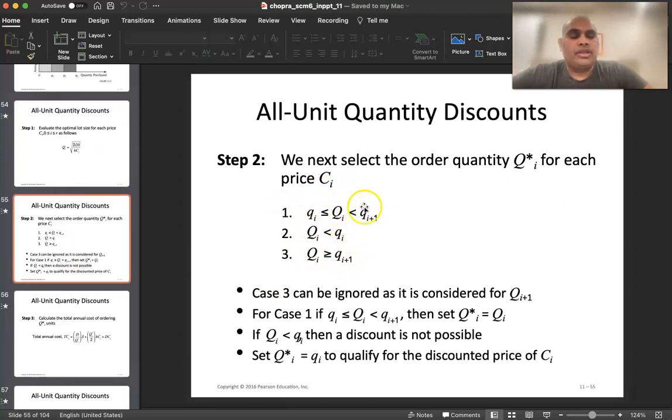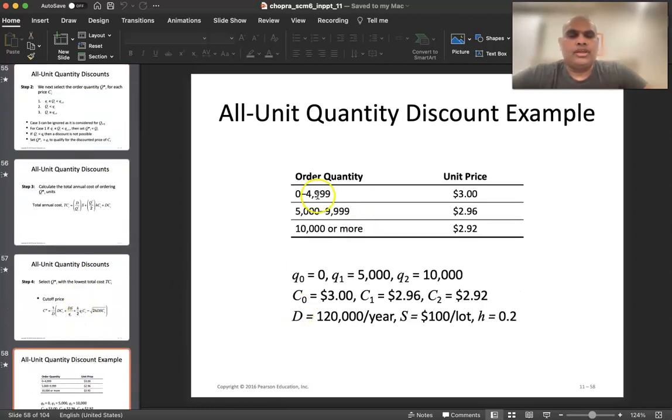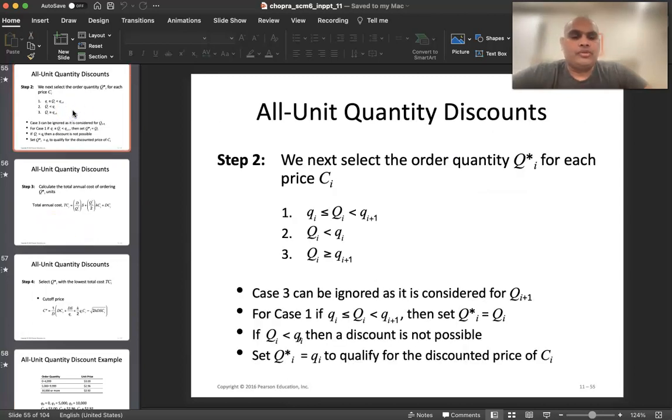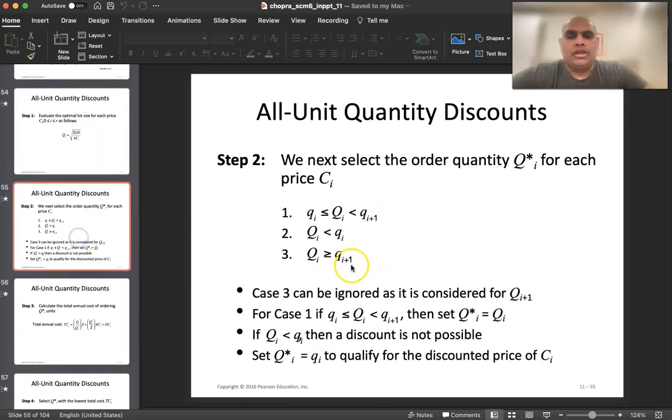So if the optimal order quantity is within that range, say for example, if we do the formula and the order quantity is between 5,000 and 9,999 for $2.96, then we'll keep it. If it is between 0 and 4,999 for $3, then we'll keep it, right? So the idea is which value should we keep and which value should we ignore. If the optimal order quantity that you calculate using this formula is more than the largest value in the range, then you're going to ignore it. For everything else, you're going to do something.